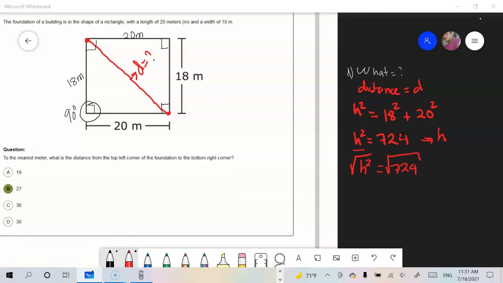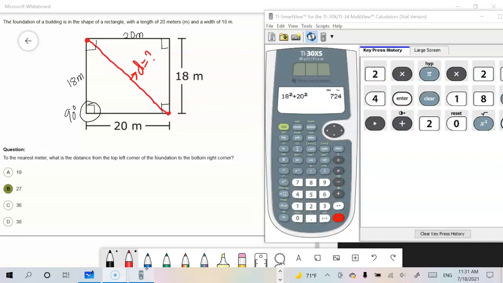724. Okay. So now the square root cancels out with the square, and if they cancel each other out, I'm going to have h, and on the right side the square root of 724. So I'm going to use my calculator to solve that.